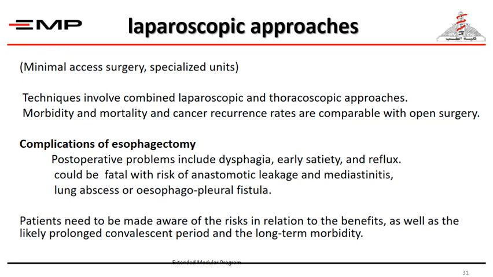Sometimes in some specialized units, we do what is called hybrid esophagectomy. We combine either laparoscopic approach with thoracotomy or thoracoscopic with abdominal approach, so we can achieve the dissection of the esophagus and the anastomosis by minimally invasive techniques.